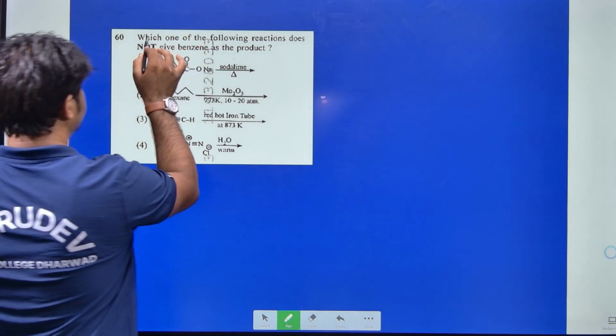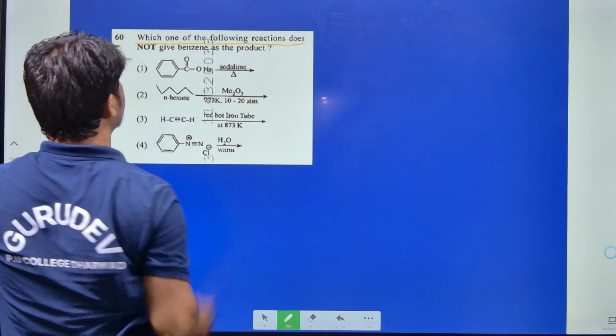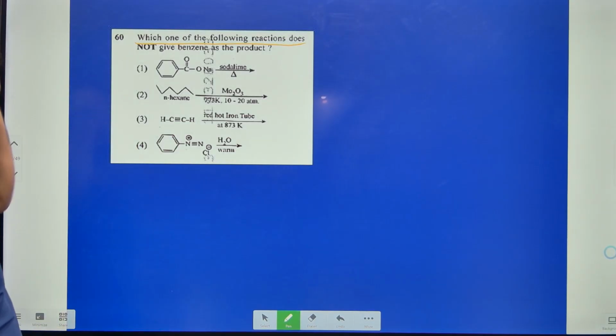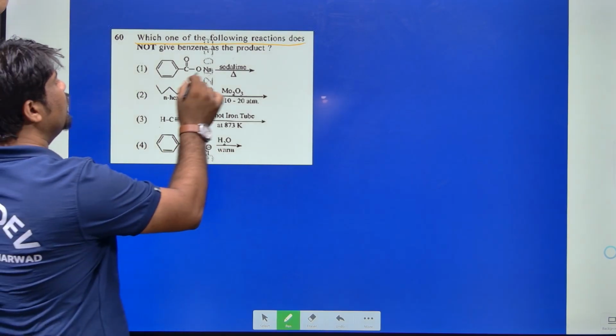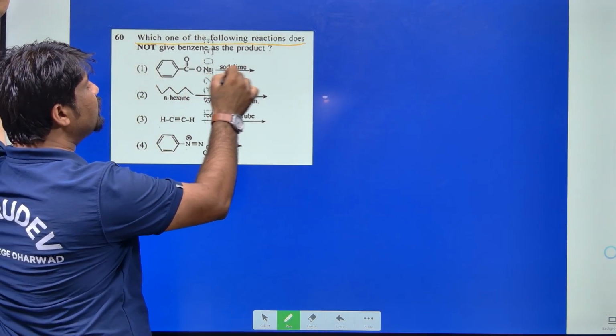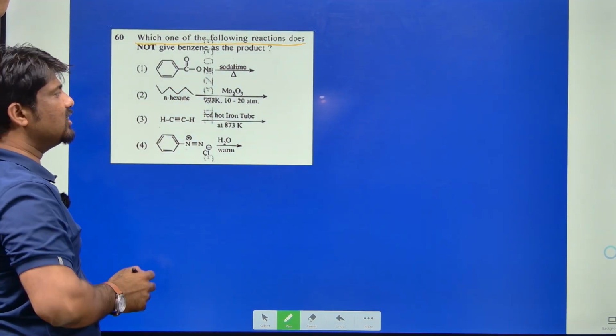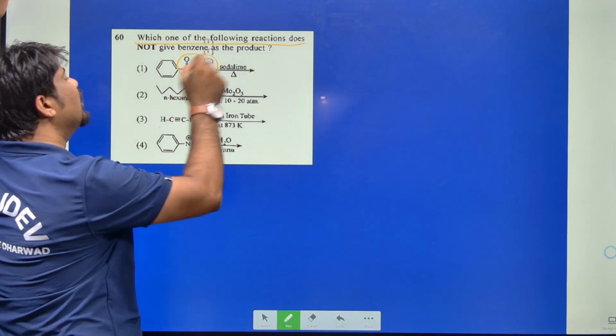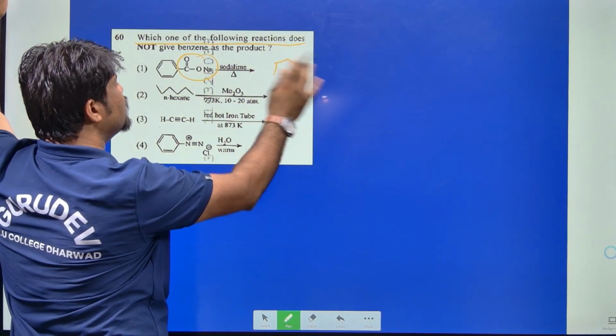Question number 60. Which one of the following reactions does not give benzene as a product? The first one: sodium benzoate when treated with soda lime. Soda lime is a decarboxylating agent. It removes the carboxyl group, resulting in the formation of benzene.